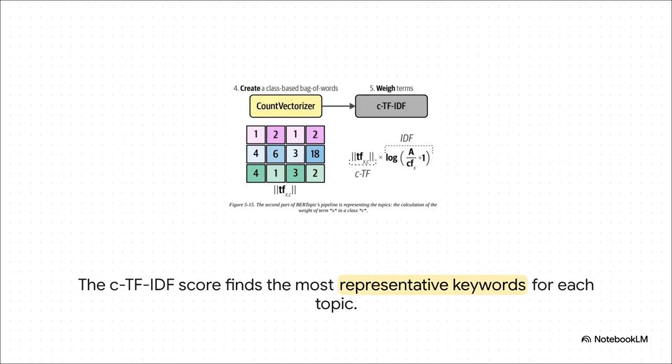And this all comes together in one powerful formula called c-TF-IDF. By combining the class-based term frequency with that inverse document frequency, it generates a score for every word in every topic. The words with the highest scores are the ones that are both common inside a topic and rare outside of it. In other words, the perfect keywords to describe that cluster.